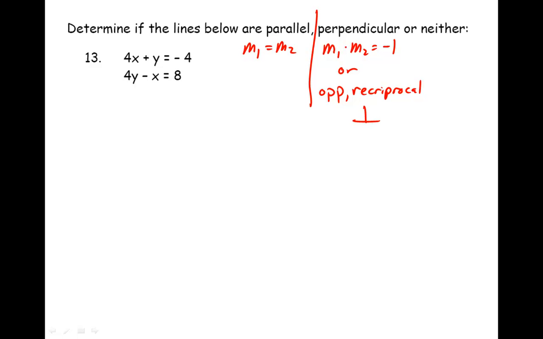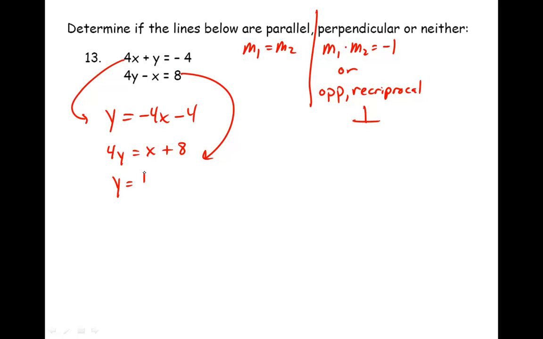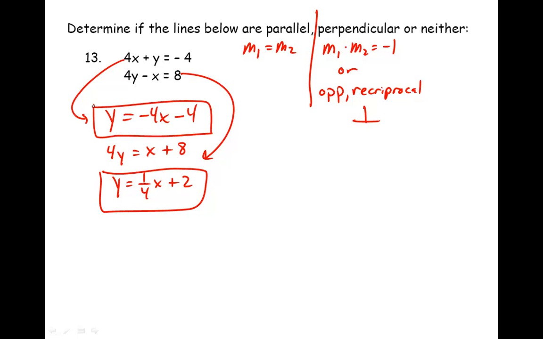So to figure out what the slope is, I have to solve for y. So take equation 1, solve for y. To do that, I subtract 4x from both sides. That one was pretty straightforward. Now take the second equation, do some work with that, get y by itself. I add x to both sides. And then I divide both sides by 4. So here are my two equations in slope-intercept form.